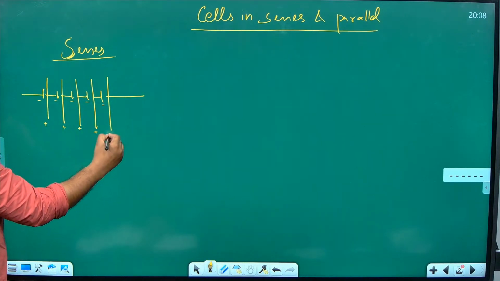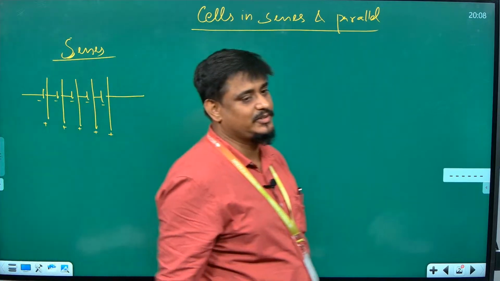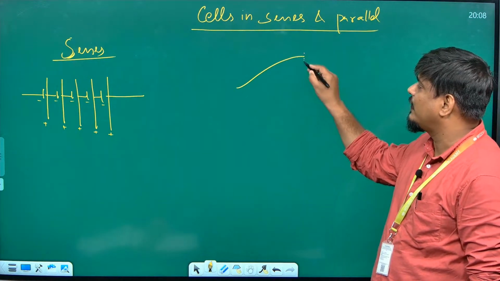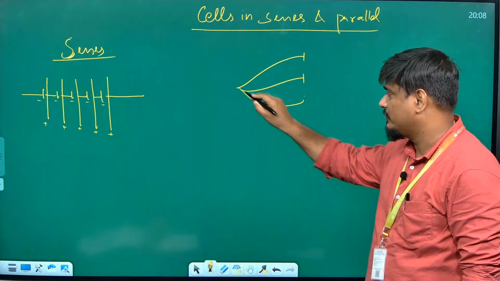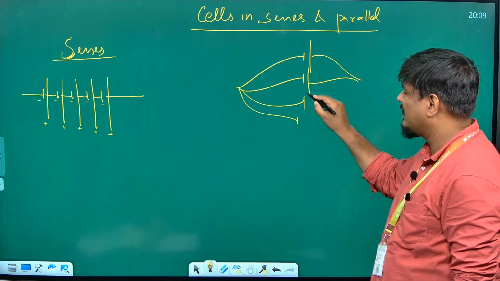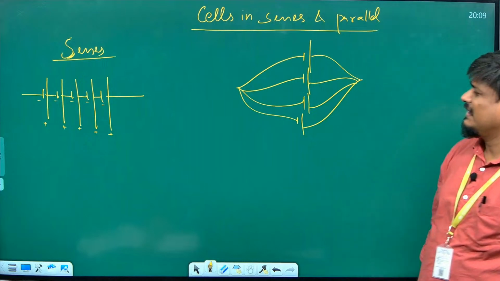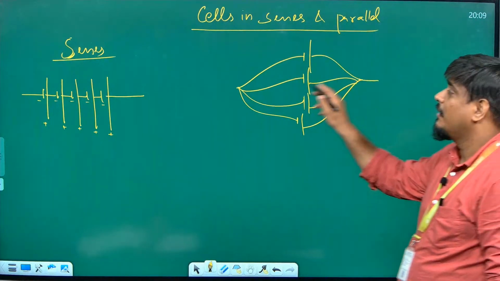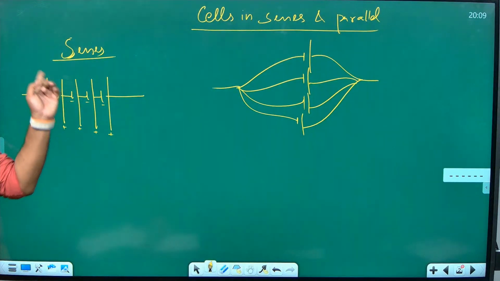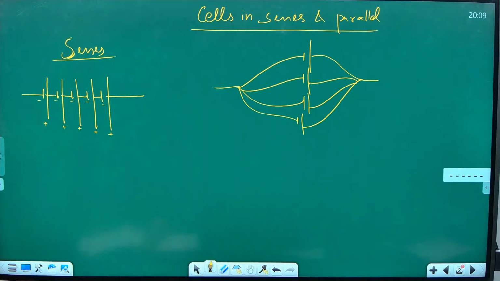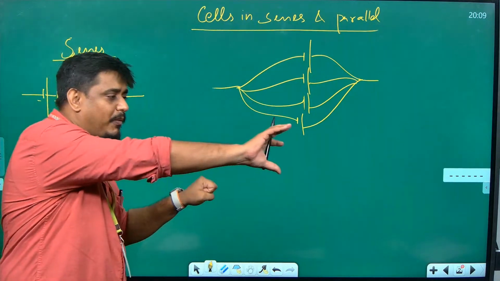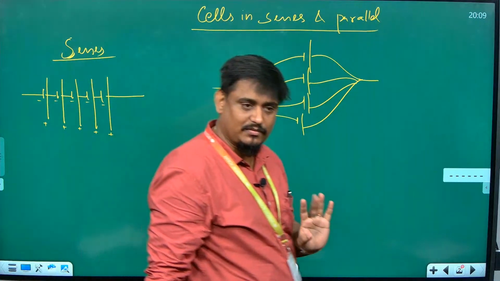This kind of connection is called what connection? Series connection. We also have a possibility that all the negative terminals are connected together and all the positive terminals are connected together. This kind of connection is called parallel connection. So what is the meaning of series connection? Plus, minus, plus, minus, plus, minus. And what is the meaning of parallel connection? All negatives together, all positives together. It means a parallel connection. Is it clear to you?